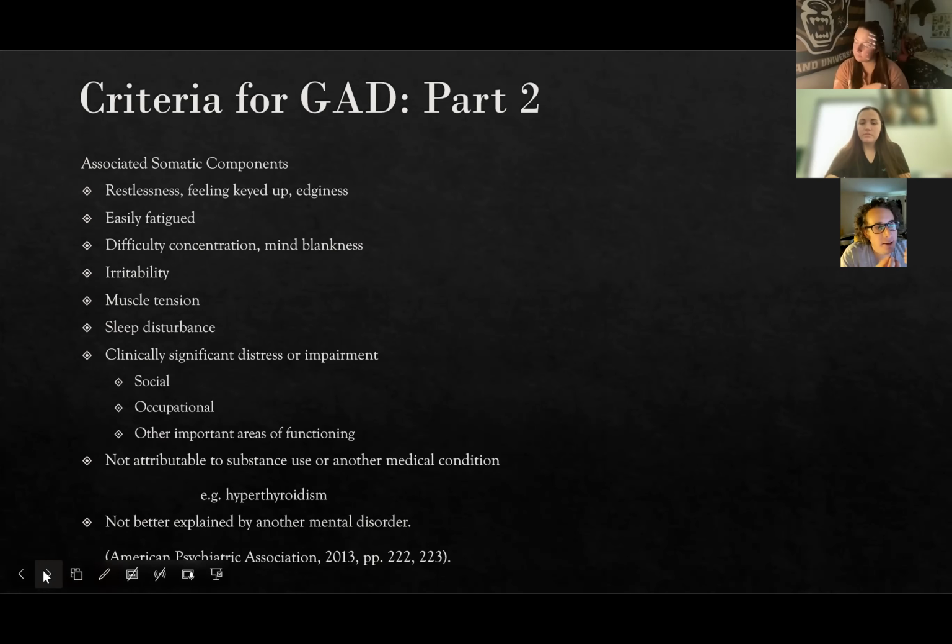The combination of this worry and the somatic component leads to significant distress or impairment in social, occupational, or other important areas of functioning or activities of daily living. Finally, it has to not be attributable to substance use or some other chemical, and it's not better explained by another mental disorder. The next slide, please.